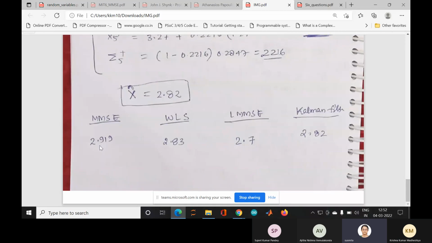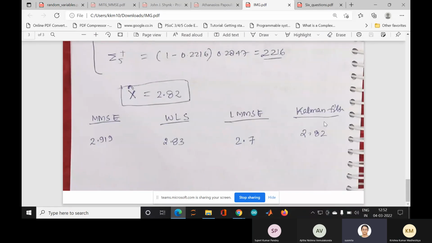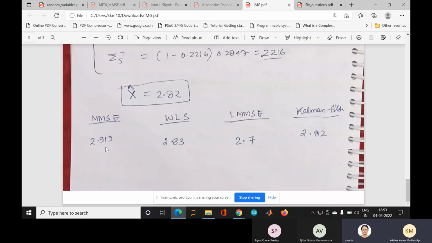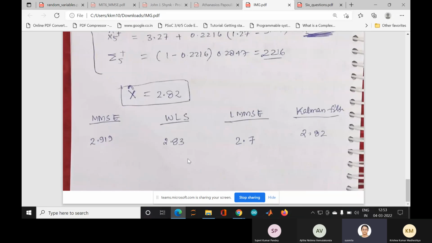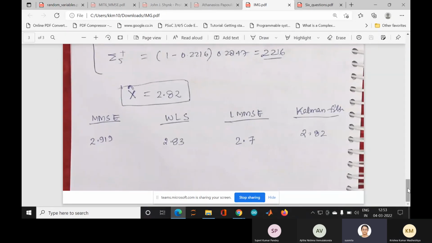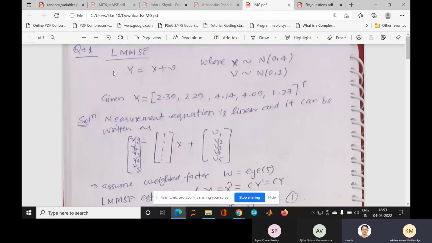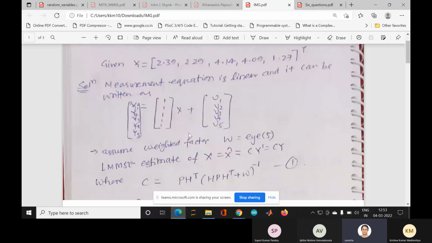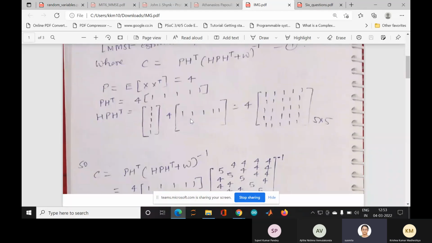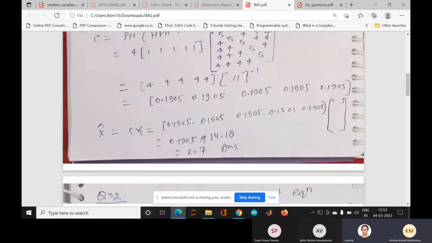Something is wrong, because the Kalman filter and MMSE will give identical values. I will check WLS again. WLS will not be close. MMSE and Kalman filter, LMMSE also will be closer to the truth. WLS will not be. Something is wrong. Okay, then show me what you have done for LMMSE. This one is LMMSE. So this is the measurement equation. Next, same, I'm getting 2.7.